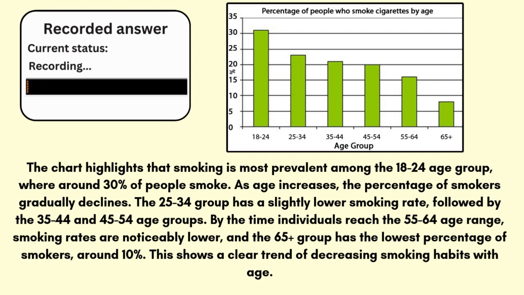The chart highlights that smoking is most prevalent among the 18 to 24 age group, where around 30% of people smoke. As age increases, the percentage of smokers gradually declines. The 25 to 34 group has a slightly lower smoking rate, followed by the 35 to 44 and 45 to 54 age groups. By the time individuals reach the 55 to 64 age range, smoking rates are noticeably lower, and the 65-plus group has the lowest percentage of smokers, around 10%. This shows a clear trend of decreasing smoking habits with age.